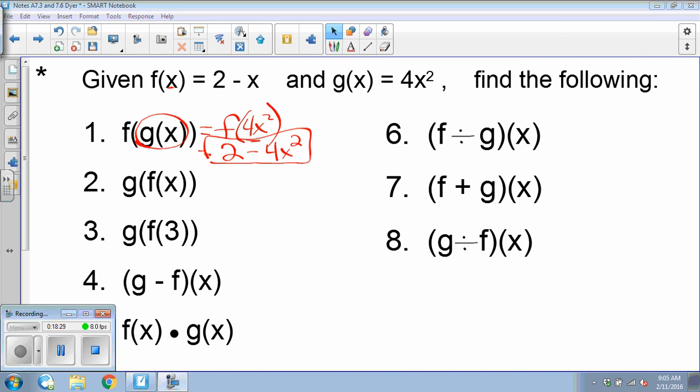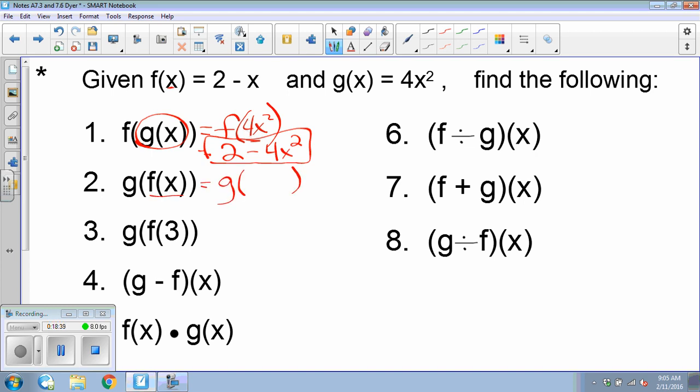Okay. Number 2 is g of f of x. So that's g of, what's f of x? So that's g of 2 minus x. Well, when I substitute it in, now in my g function, which is 4x squared, I have to replace x with 2 minus x. So that's 4 times 2 minus x squared.